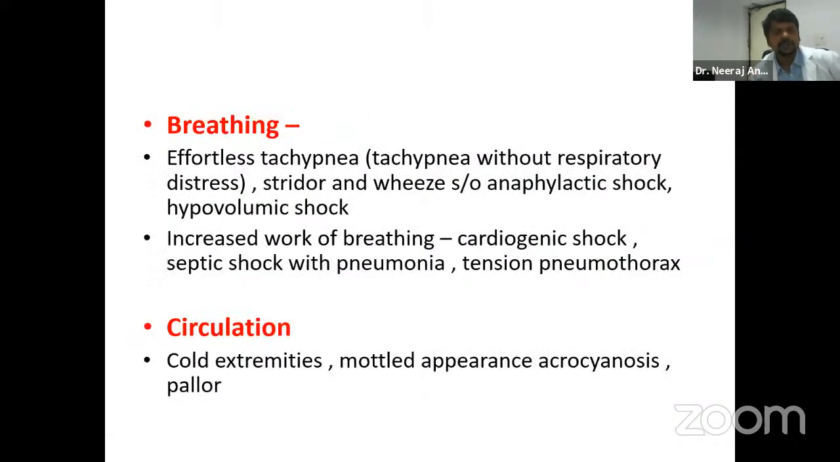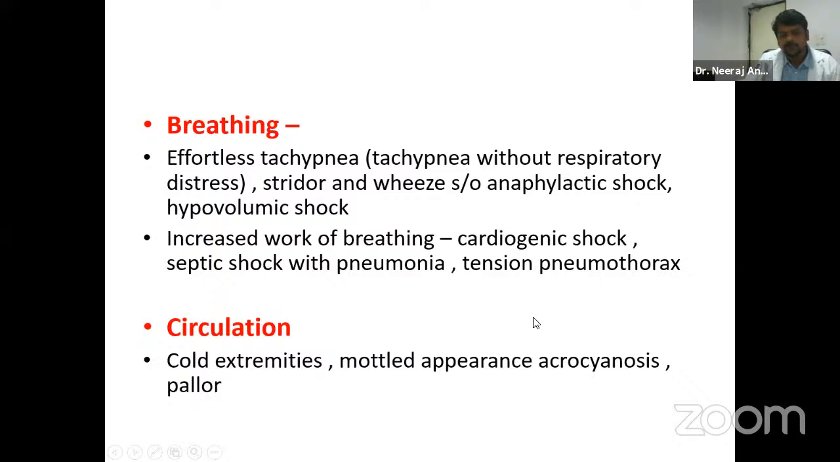We have to look for breathing, whether there is effortless tachypnea or if there is increased work of breathing. Effortless tachypnea might be seen in case of hypovolemic shock or in case of anaphylactic shock. In anaphylactic shock, there will be additional stridor and wheeze in these patients. Increased work of breathing is seen in case of cardiogenic shock, or if the patient is in septic shock with associated pneumonia, or if the patient is having tension pneumothorax. So in all these cases, there will be increased work of breathing.